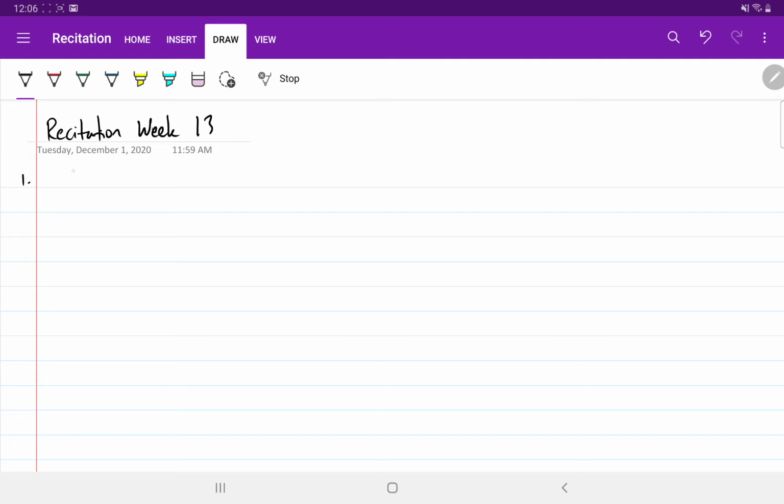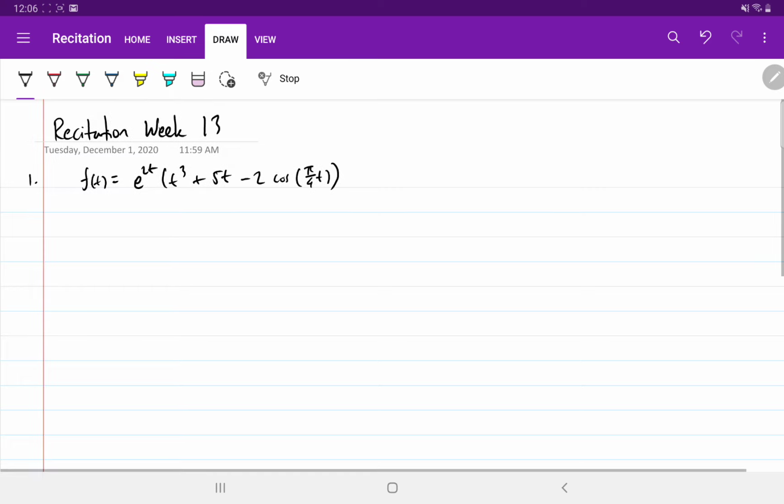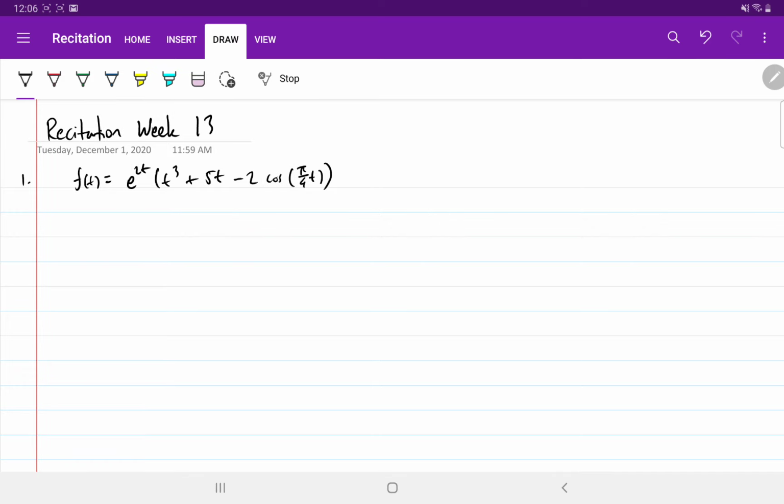So I have a function in time domain f of t given as follows. e to the power of 2t times t cubed plus 5t minus 2 cosine pi over 4 times t. And the problem here is we need to find the corresponding Laplace transform. So we just need to apply the Laplace transform.